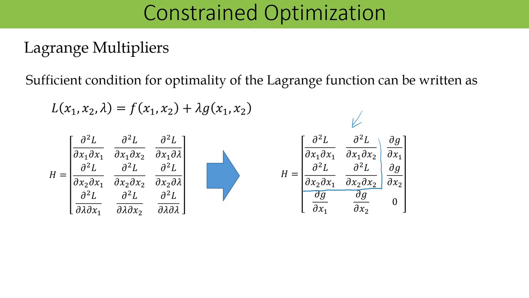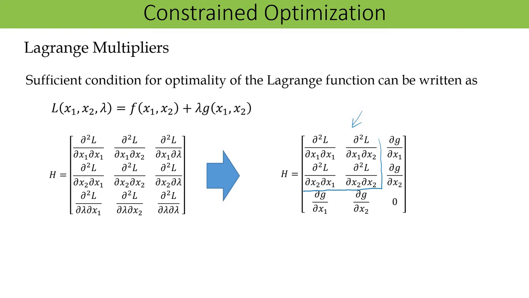So what you are getting is del g by del x1, del g by del x2, similarly del g by del x1, del g by del x2, and this term is equal to 0. So now this is the Hessian matrix. Now, I think you know what you have to do: you have to determine whether this Hessian matrix is a positive definite matrix, a negative definite matrix, or neither positive nor negative.